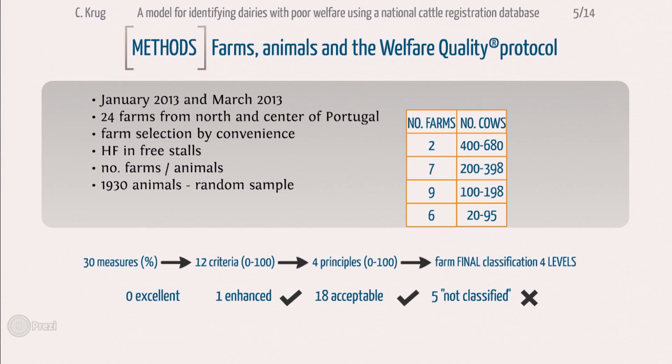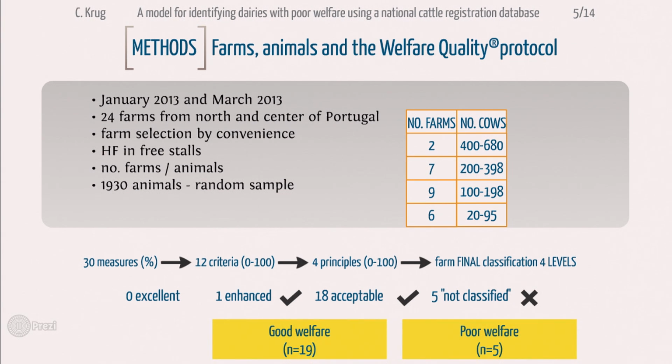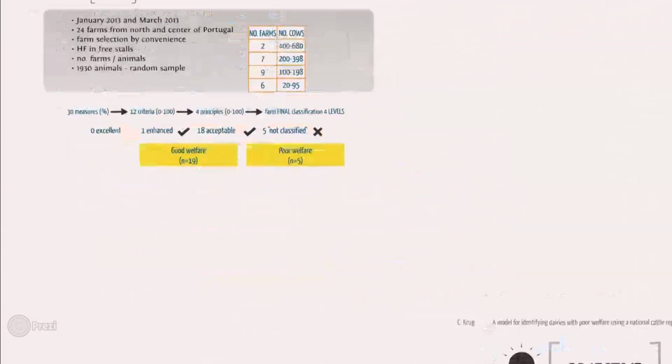almost 2,000 animals. In the end, we obtained the final welfare classification of these 24 farms, and none was excellent in terms of welfare. 1 was enhanced, the majority were acceptable, 18, and 5 didn't reach the minimal welfare requirements, so they were not classified. Then we separated these into groups: good welfare, those that were enhanced or acceptable, and poor welfare, those not classified. It's these farms with poor welfare that we want to be able to detect with our model.